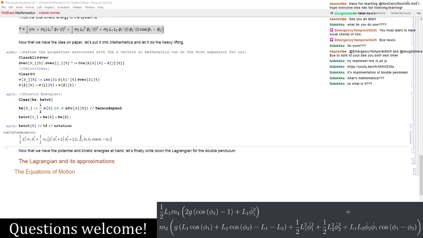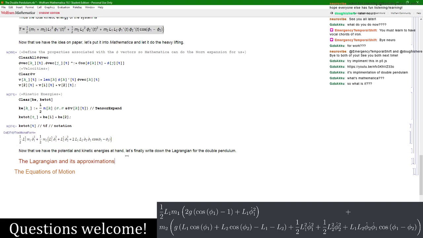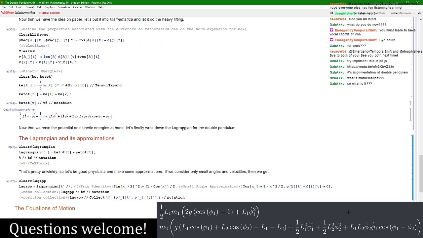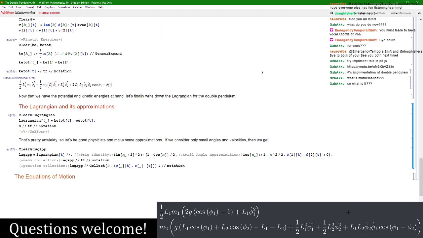So, now we have our total kinetic energy of the system. And with that, we have the two parts required to form our Lagrangian. So why don't we go ahead and do that? If we come down here, and we open our Lagrangian calculations. This one is much less documented.